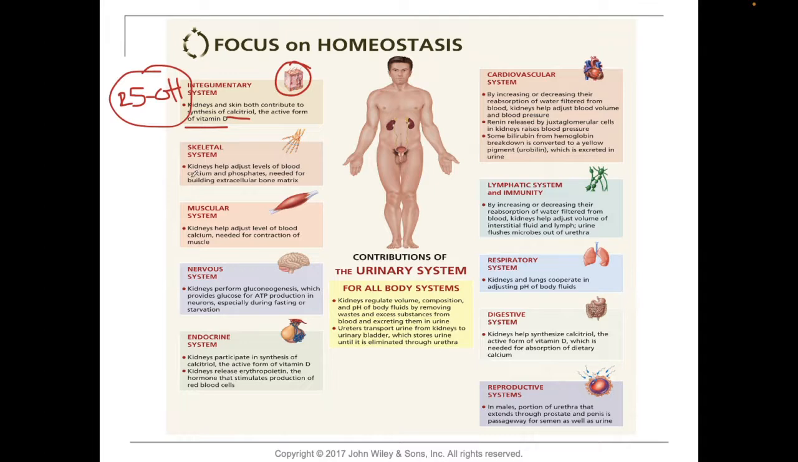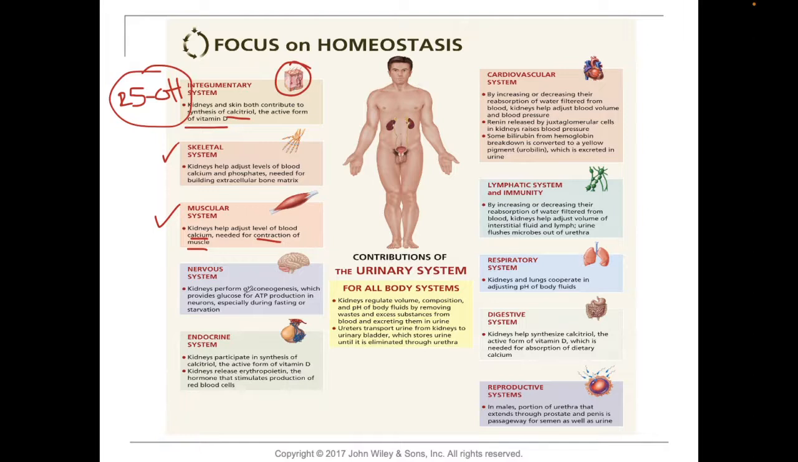The kidneys help to adjust levels of blood calcium and phosphates needed for the building of extracellular bone matrix. So it's important for the skeletal system. It's important for the muscular system, right? The kidneys help to adjust the level of blood calcium, and we know calcium is needed to help muscles contract. We know calcium is needed for neurological stimulation.